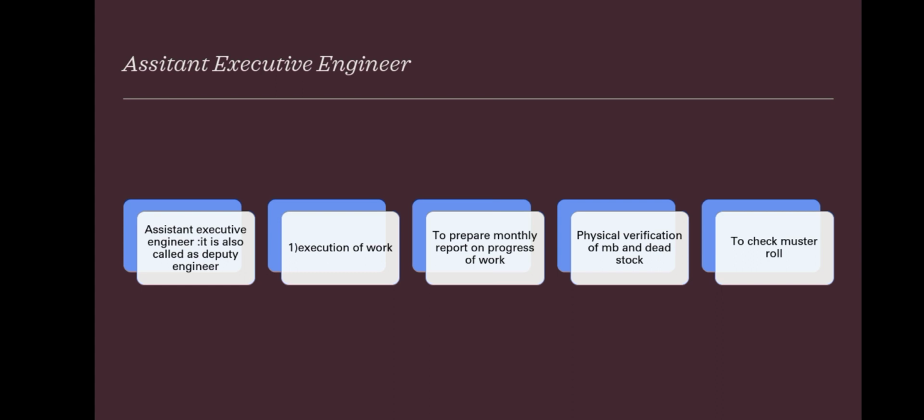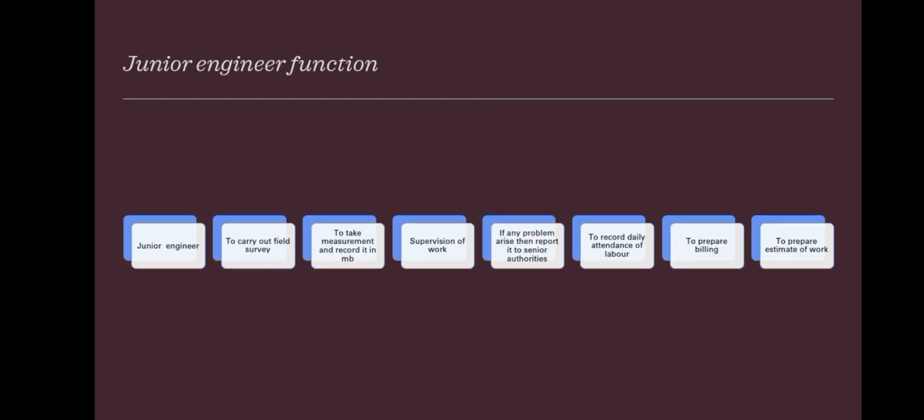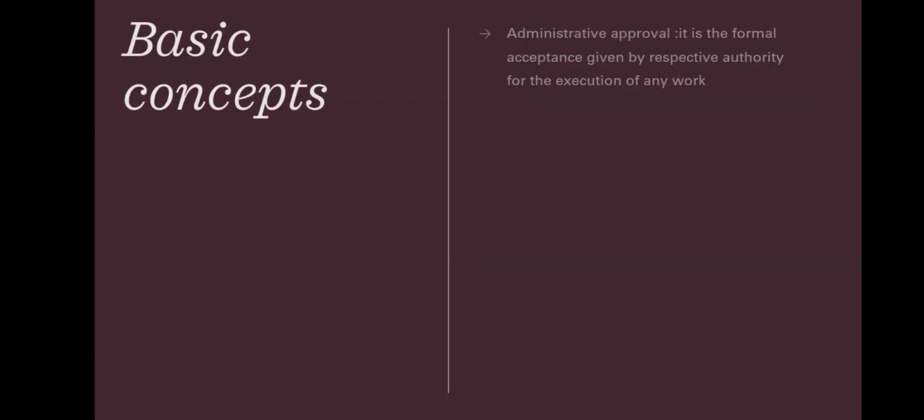Now let's see the assistant executive engineer, who is also called the subdivisional engineer. His functions are execution of work, and preparing a monthly report on progress of work and reporting it to senior authorities. Physical verification of MB. What is MB? MB is the measurement book. We will see about it in accounts in PWD. And dead stock. His next function is to check the muster roll. A muster roll is usually a document in which work done by casual laborers is recorded, and their attendance is also recorded.